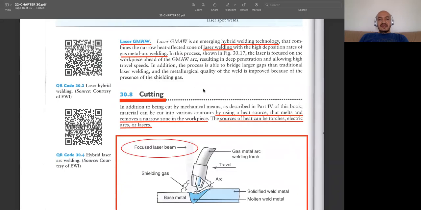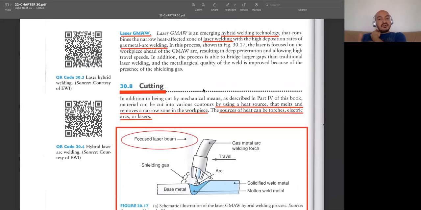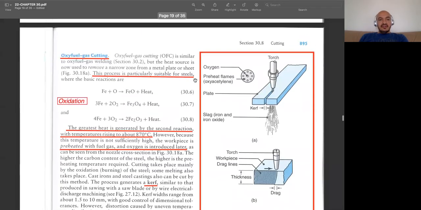And in addition to welding, we may use similar torches, the torches we are using in welding, for cutting purposes. Since we have a heat source, with the help of it, we can melt some parts and then remove this material from the original workpiece. So it's not difficult to perform cutting operations with the equipment of welding operations. For instance, we have oxyfuel gas cutting, and as the name implies, again, we are using some fuel and oxygen.